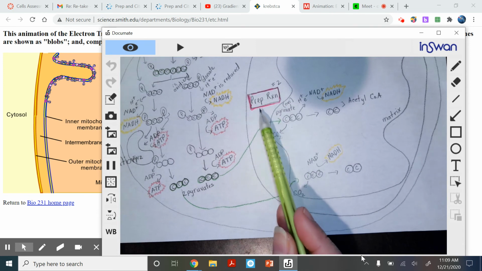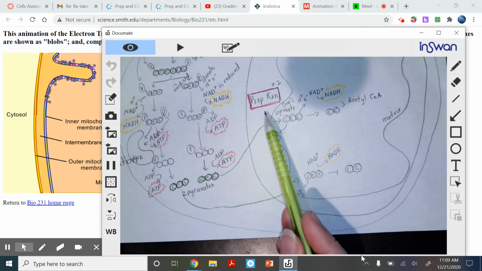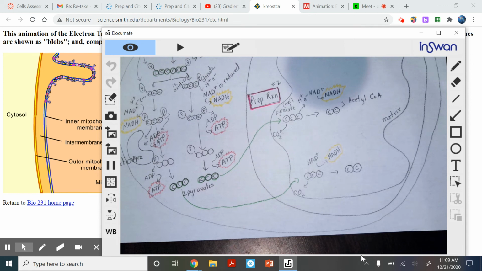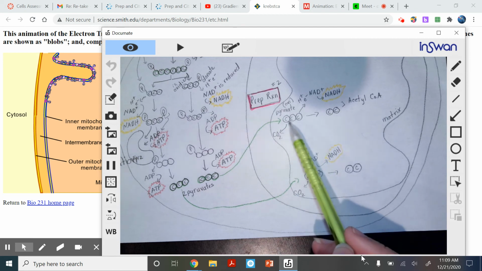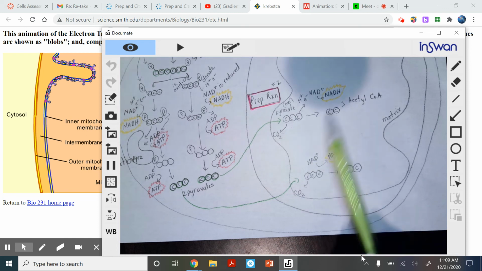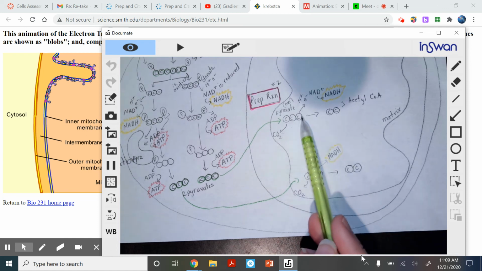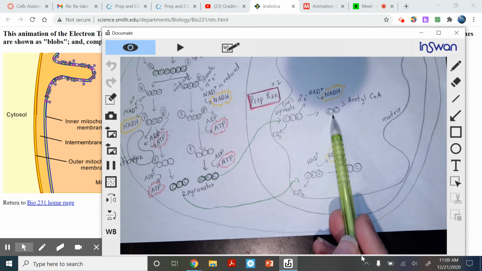So let's think about why they call it the prep reaction. When you're prepping something, it means you're getting ready to do something, right? The prep reaction is just getting some molecules ready, but we're not actually making ATP out of them, okay? So that's why it's called the prep reaction. We are prepping this pyruvate to get it ready, and now it's ready. Acetyl-coenzyme A is going to enter the next step.